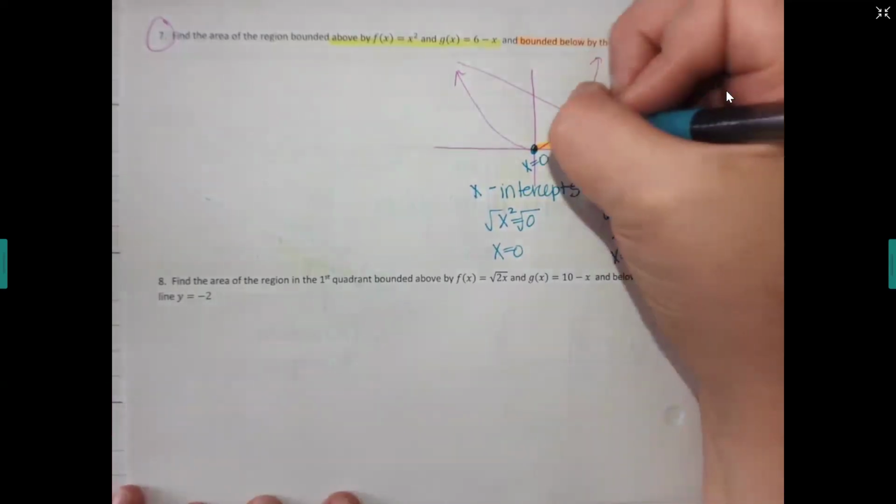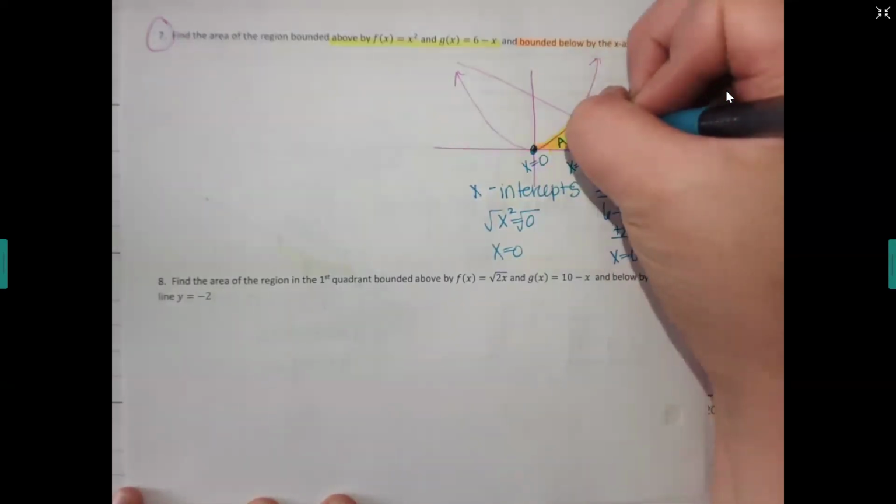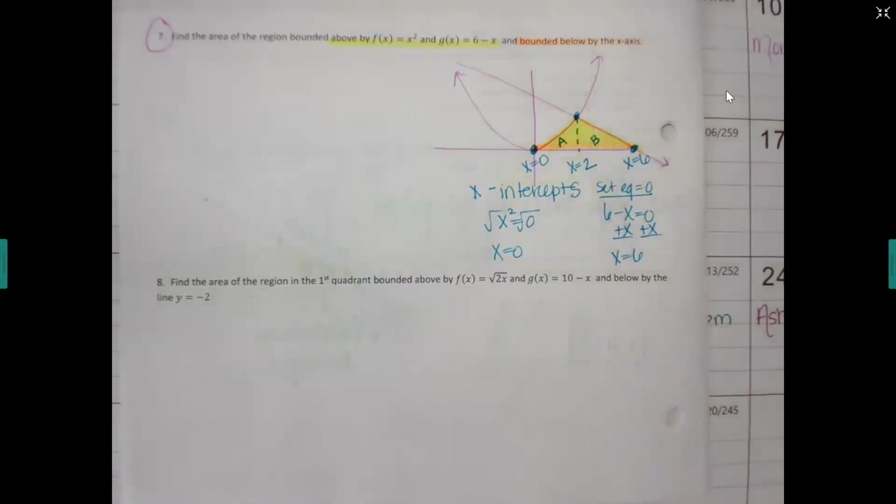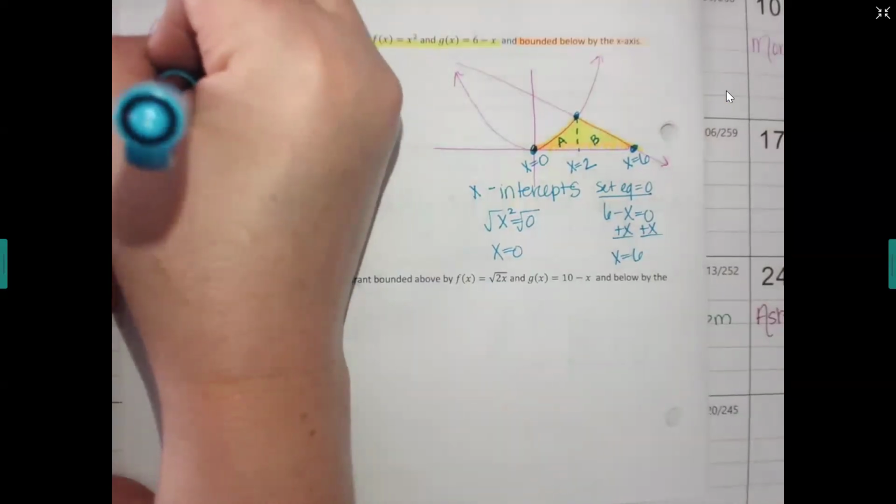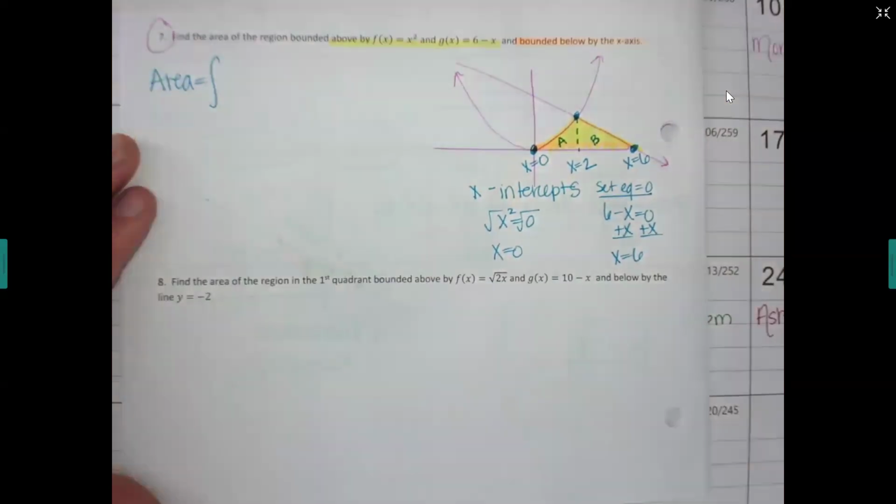Okay, this is sub-region A, sub-region B. We'll do 2 integrals, and then we'll add the answers together in our calculator. So area equals, let's talk about region A. What is the domain that it starts and stops at? 0 to 2.